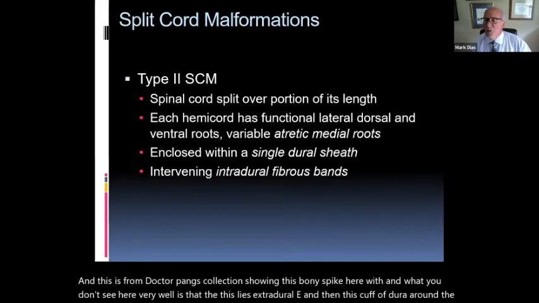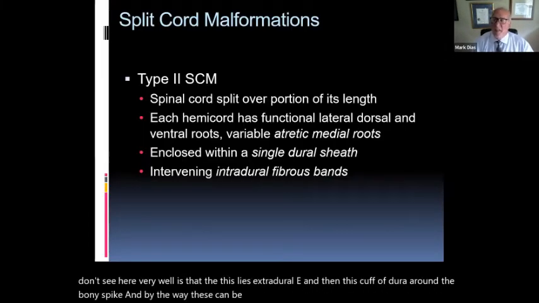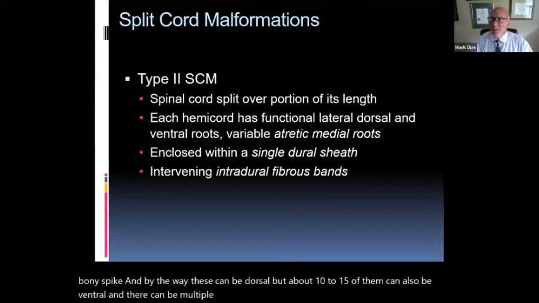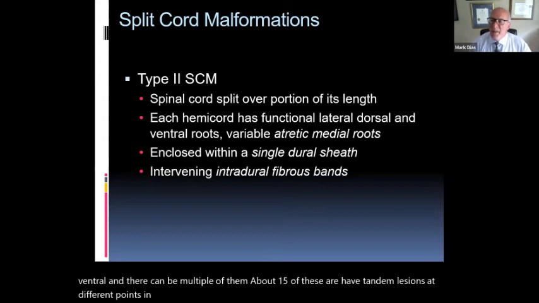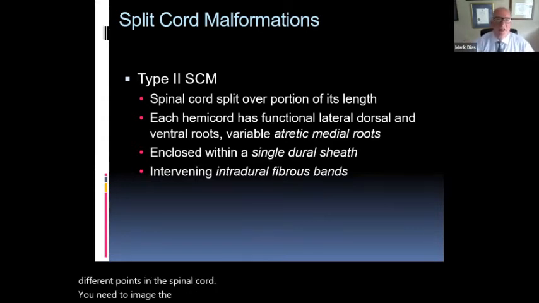And by the way, these can be dorsal, but about 10 to 15% of them can also be ventral. And there can be multiple of them. About 15% of these have tandem lesions at different points within the spinal cord. So you need to image the entire spinal cord to see these.